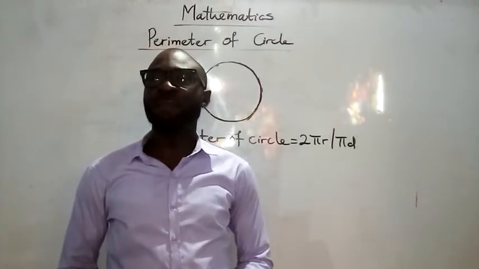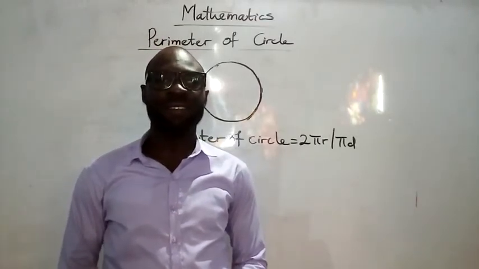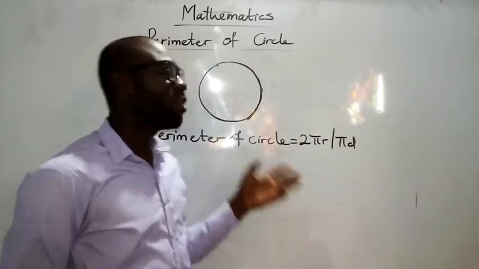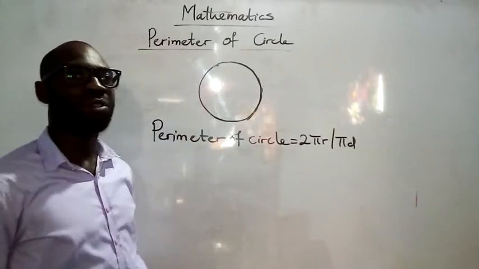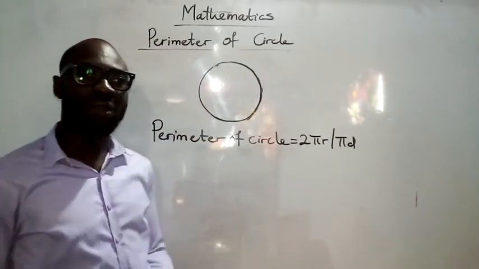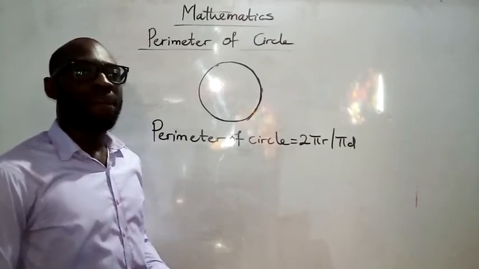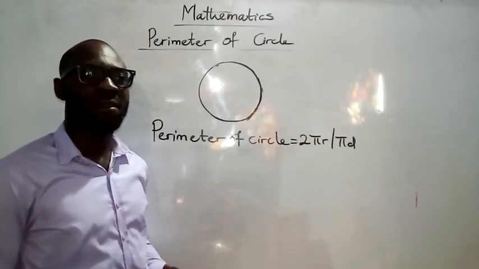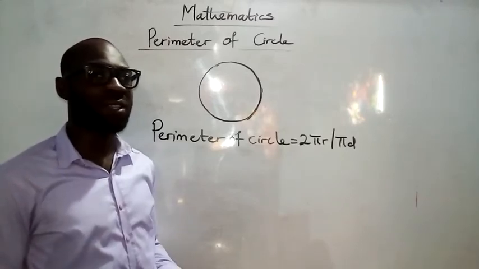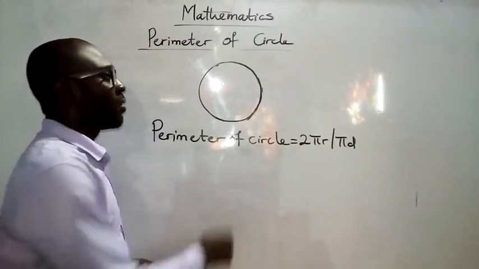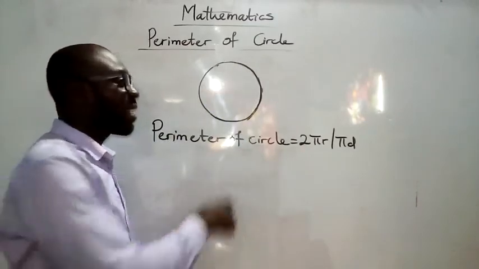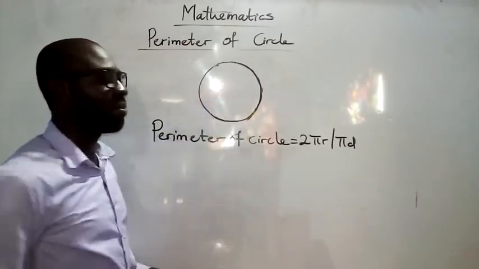Today we'll be looking at perimeter of a circle. On the board here we have a diagram showing the illustration of a circle. And we simply ask ourselves a question. What is perimeter? Perimeter, which can also be referred to as circumference, has to do with what? The distance around the circle. The distance around a circle.